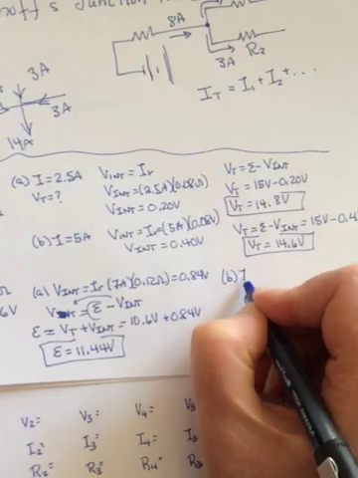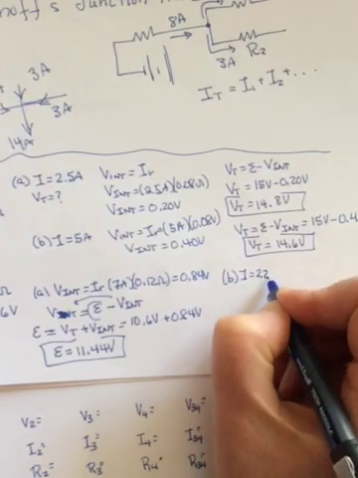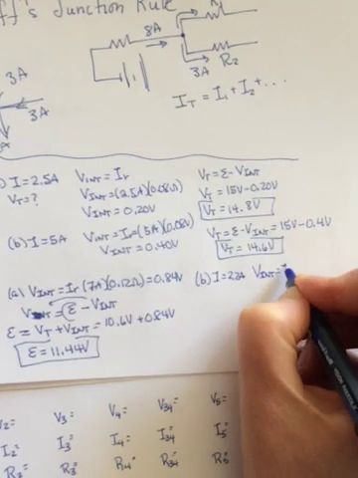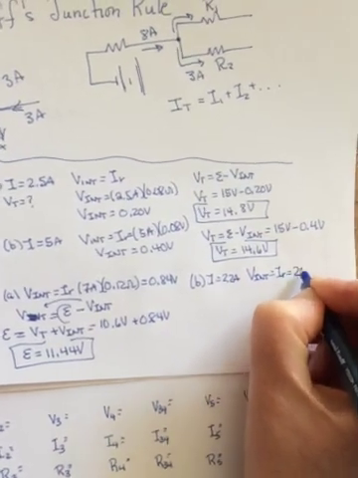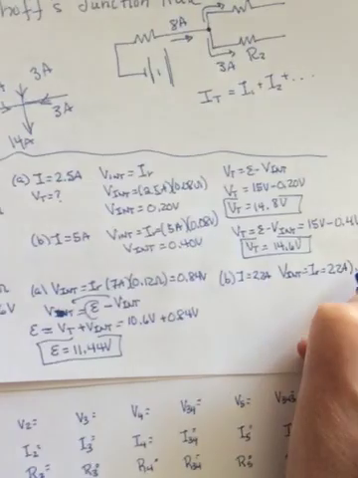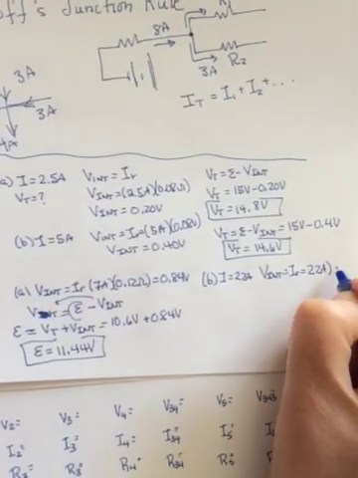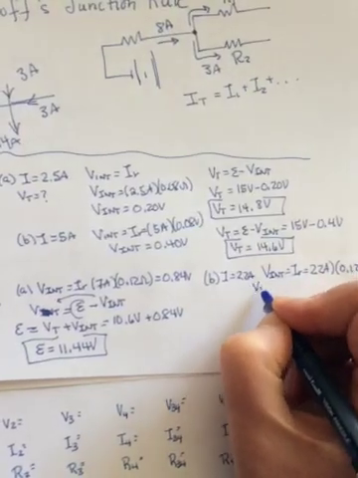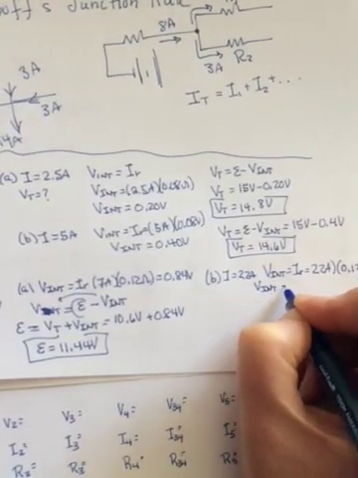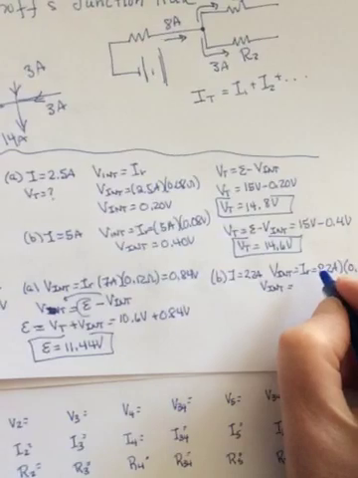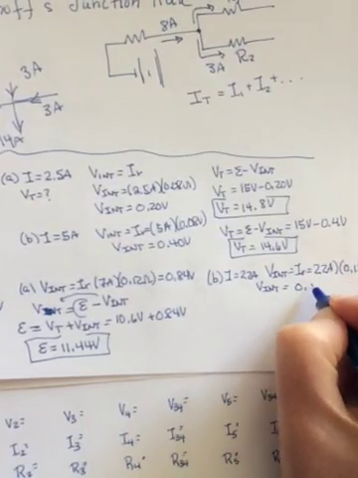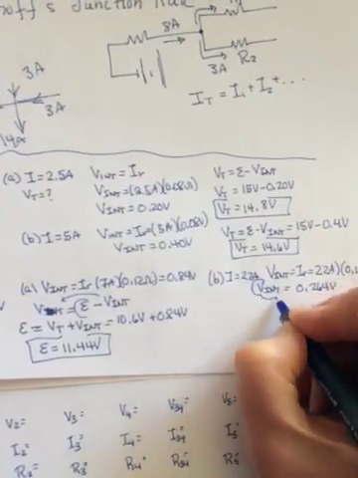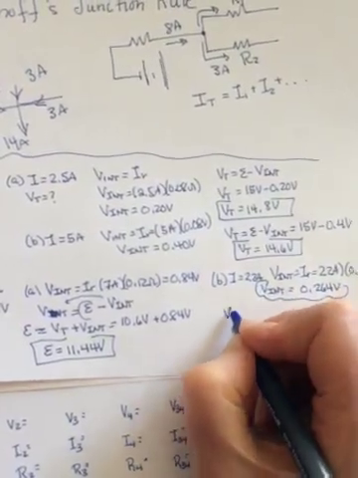Part B says, what would be the potential difference of the terminals if the current was now 2.2? So in B, I is going to be 2.2 amps, which means your V internal, which is IR, is going to be 2.2 amps times 0.12 ohms. So you get a V internal of 0.264 volts.